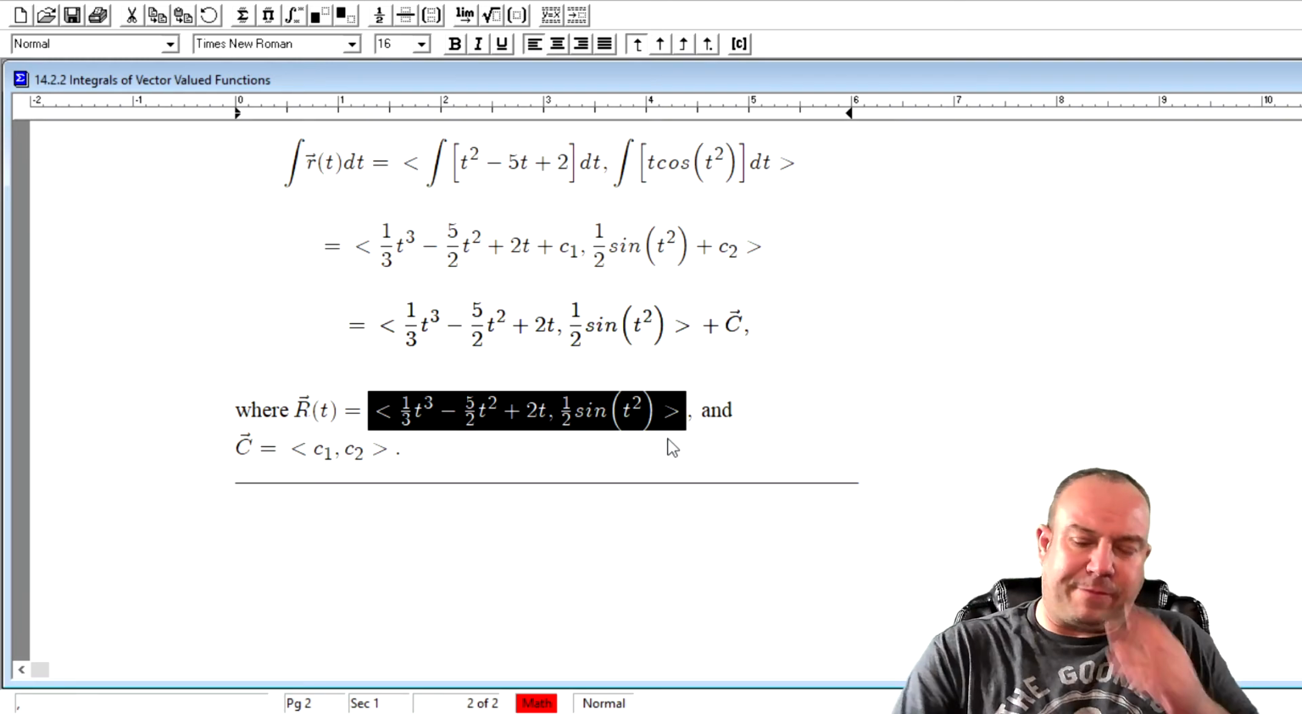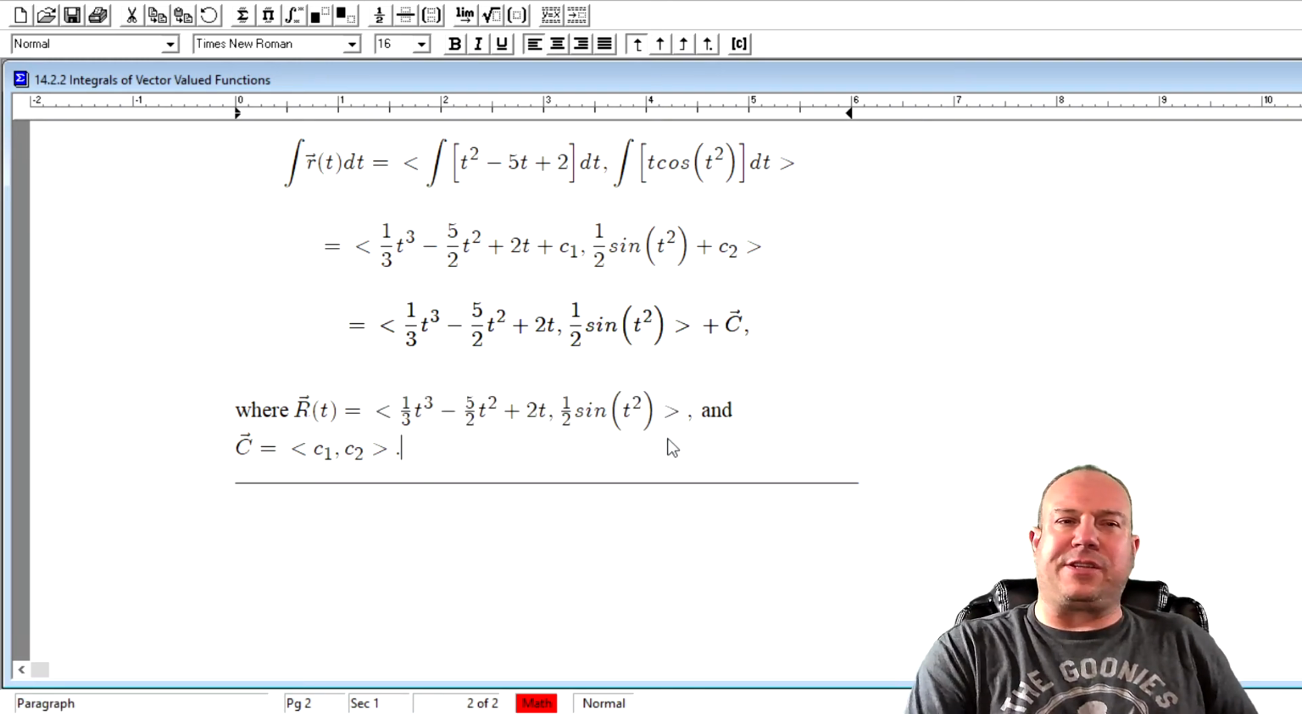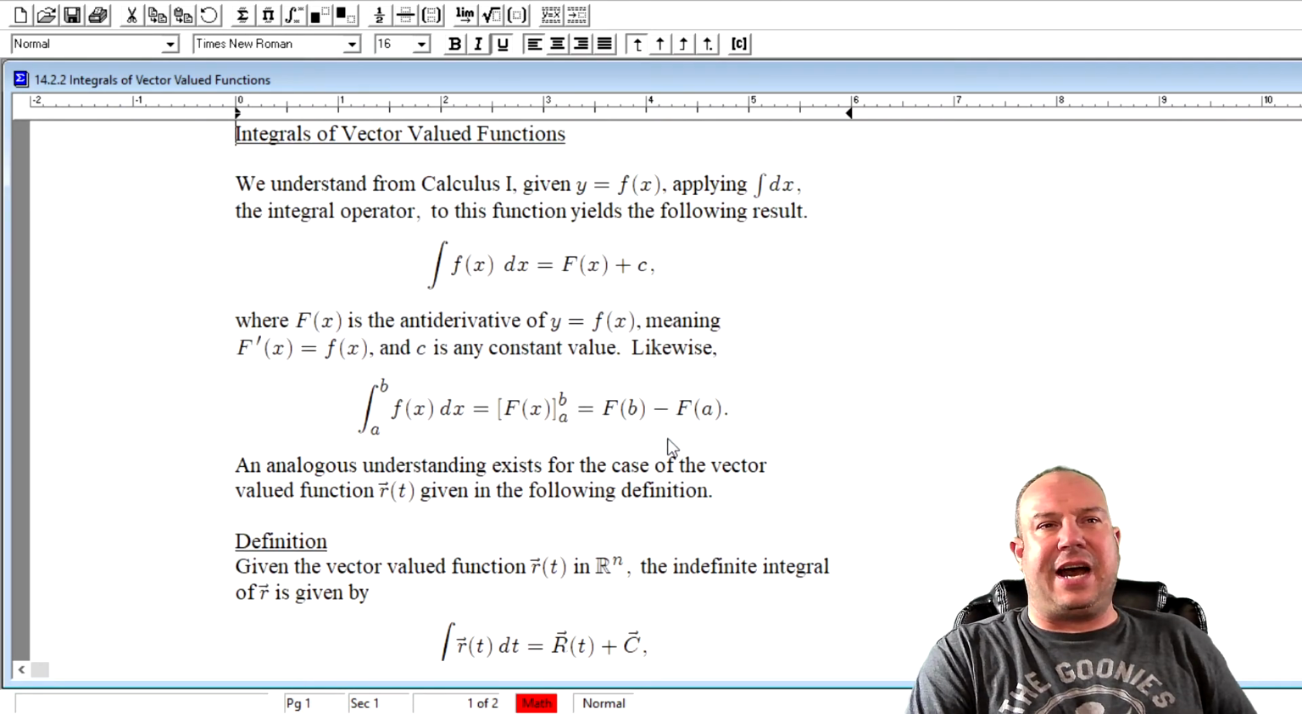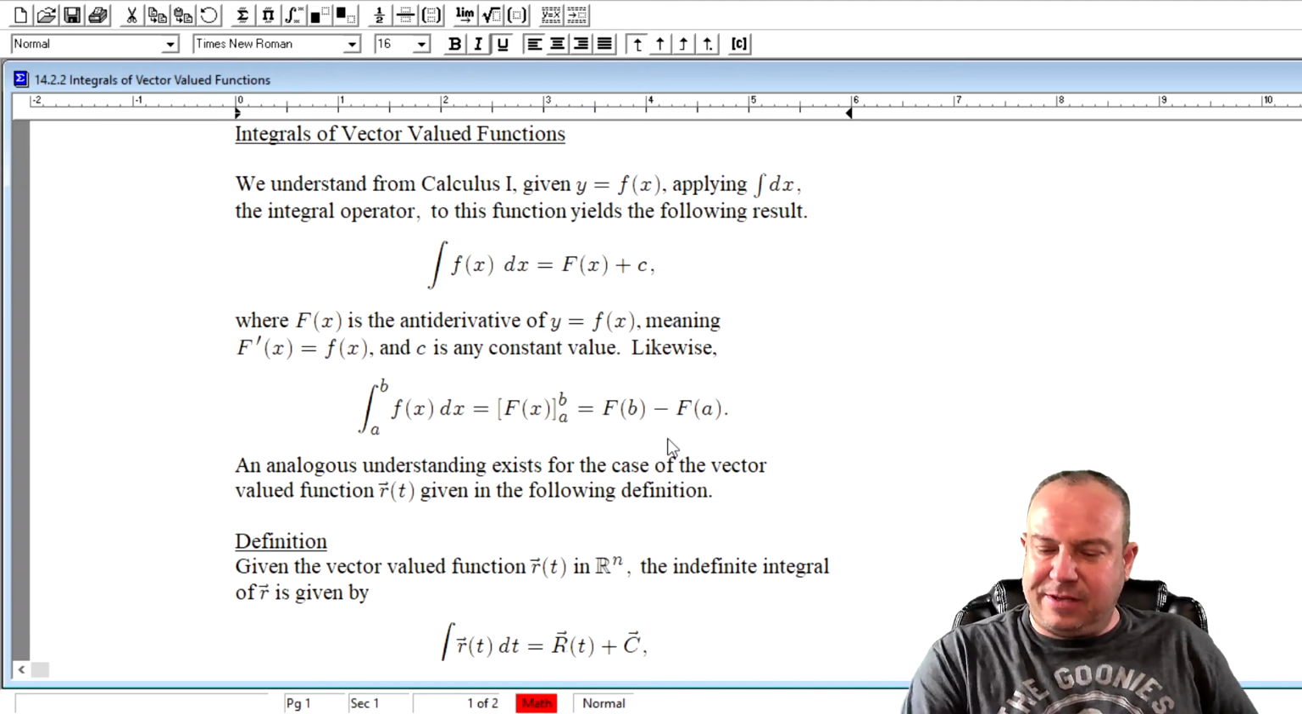Right? So folks, that is just a quick example and set of notes over the indefinite integral operator and definite integral operator, the process of anti-differentiation applied to a vector valued function, which gives rise to indefinite and definite integration. And that is how we perform that process.